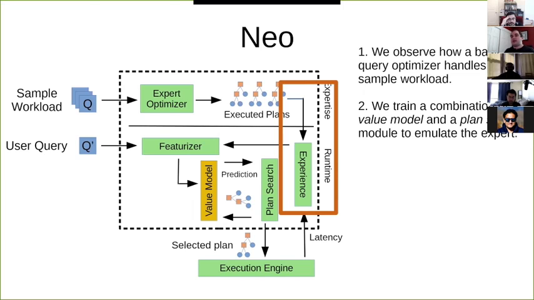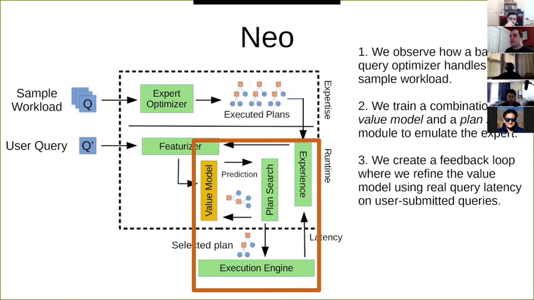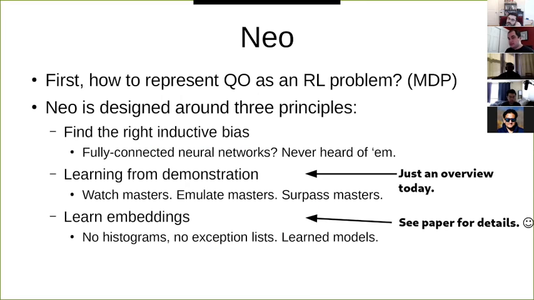Before we do any actual query optimization, we're going to try to train our system to emulate that expert query optimizer. Then after that, we're going to create a feedback loop. In this feedback loop, we're going to keep refining the value model using real query latencies that we actually observe from user submitted queries. So that's the high level of it. Next, we'll get into the details.